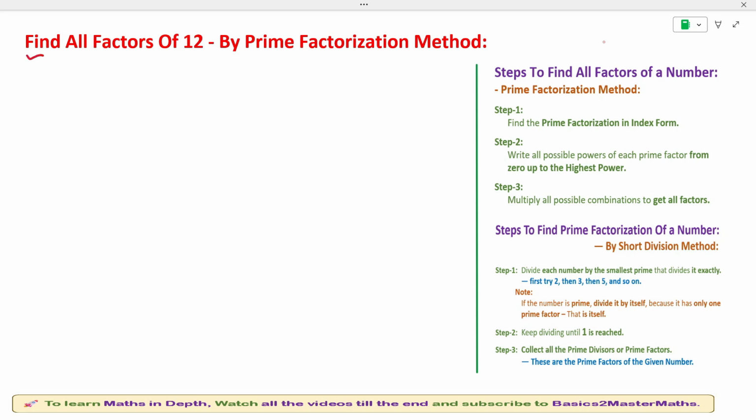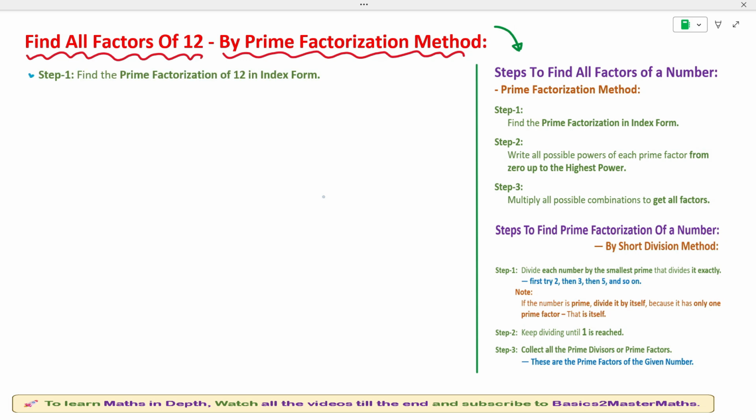Let us see how to find all factors of 12 by prime factorization method step by step. Before solving the problem, please go through the below steps. Step 1. Find the prime factorization of 12 in index form.